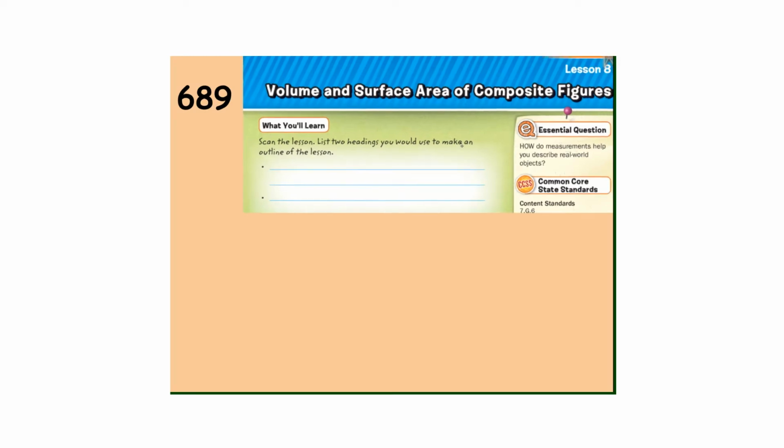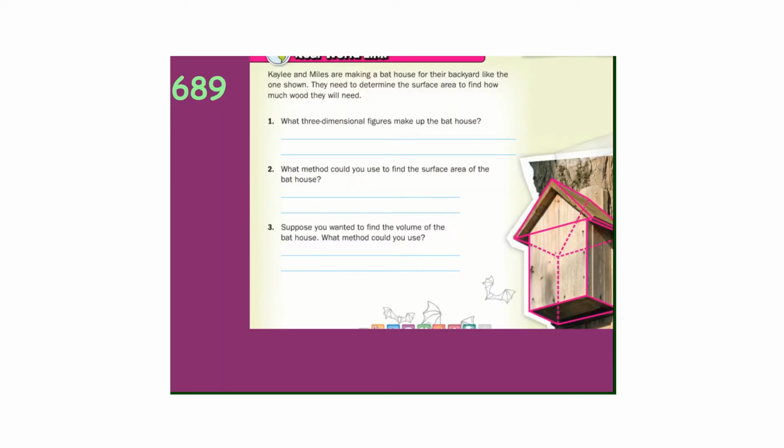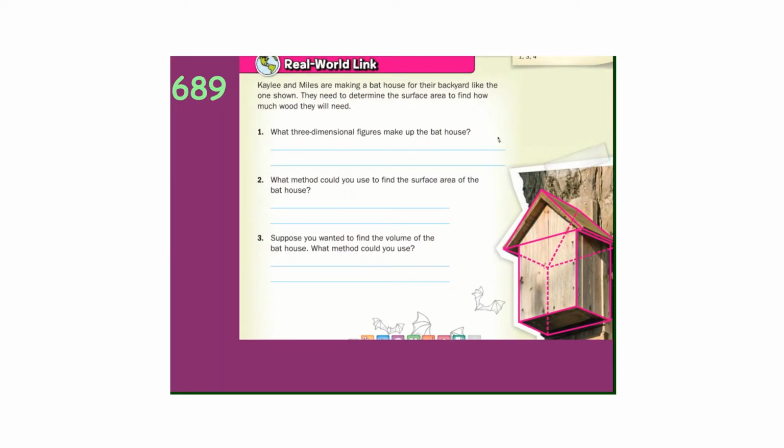Okay, 689, volume and surface area of composite figures. Kaylee and Miles are making a bat house for the backyard like this one. What 3D figures make up this bat house? Well, the bottom part, go ahead and pause and write down what you think. So the bottom part is a rectangular prism, and the top part is a triangular prism.